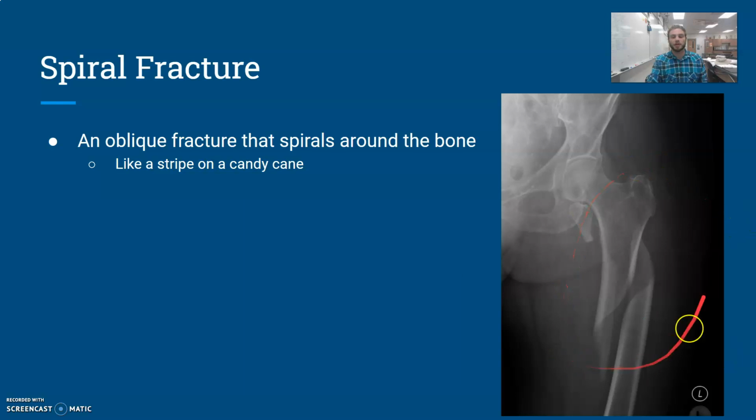So in this case, somebody with a spiral fracture of the femur, they may have landed, and when they landed, it was with such impact that the bone was breaking, but at the same time their foot was stuck, and then as they twisted, instead of an oblique fracture, that twisting motion caused the spiral to travel up the bone.